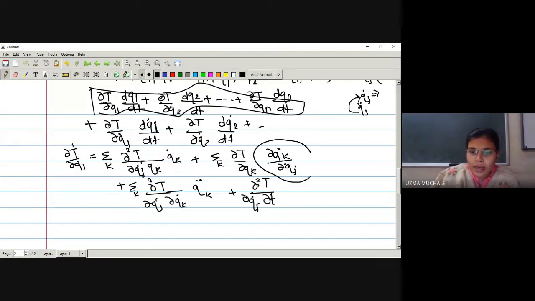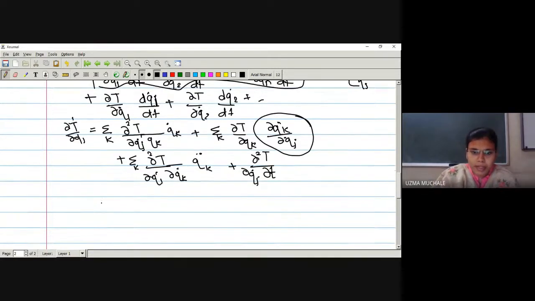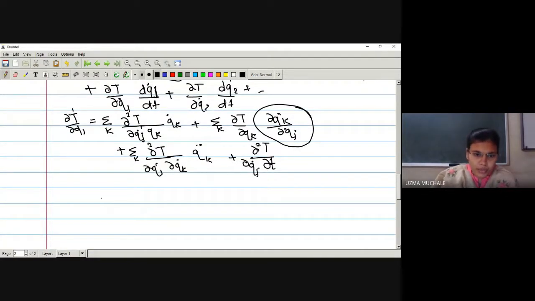Now we have to evaluate this term. Can anyone see what will be the value of this term? Here we have ∂q_k dot and here we have ∂q_j dot, right? So actually we are differentiating q_k dot with respect to q_j dot. Let me evaluate this very finely. Here we have q_k dot with respect to q_j dot. What will be this term?